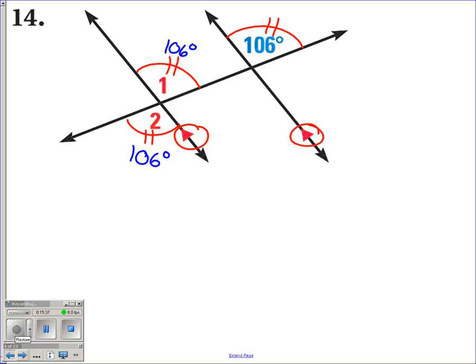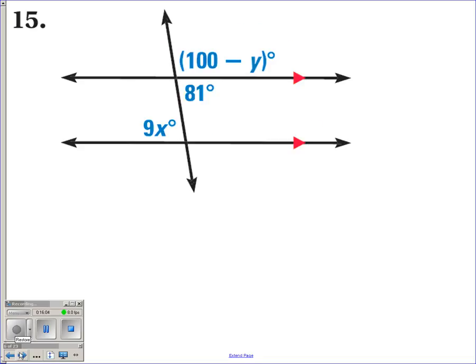Now, if you look at the 106 degree angle and angle 2, those are also alternate exterior angles. So that's another way that you could say how you found the measure of angle 2. But for me, once I find angle 1 using corresponding angles, I'm using vertical angles to find angle 2 because vertical angles are always congruent. Let's go on to number 15.